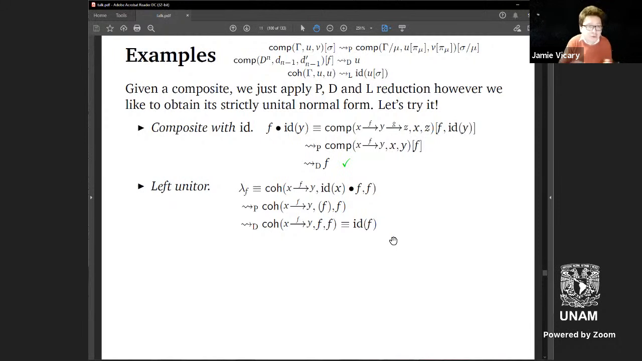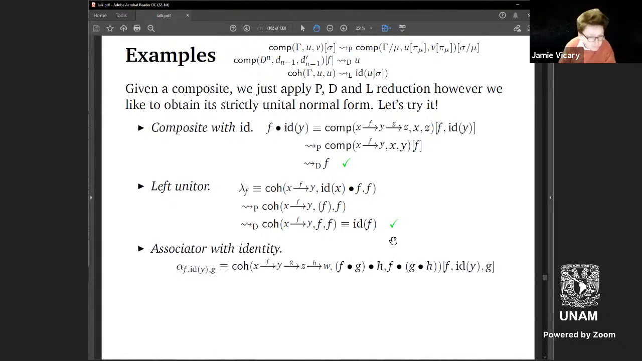So in a world where we identify morphisms when one simplifies to the other, what this means is that in that quotient, lambda F is identified with the identity on F. Great, just what Omar wanted. Tick for Omar.